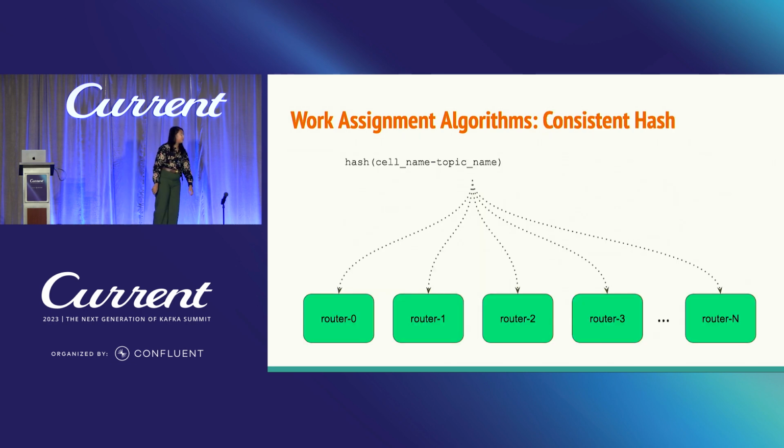Another one that we looked at was consistent hash, and we just take the hash of the task name and then assign it to a bucket, and the buckets in this case are just the router instances. And again, every router performs this calculation. It's going to just take all those task names and see, hey, which ones belong to me.